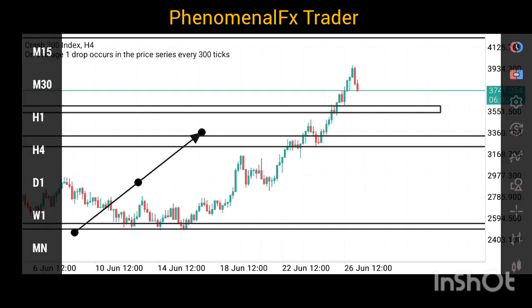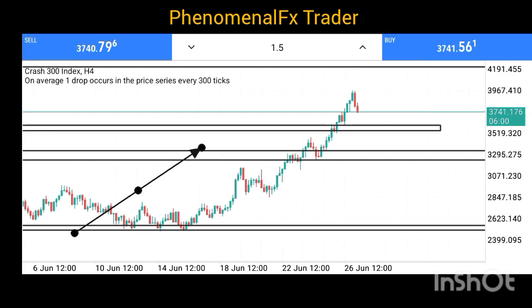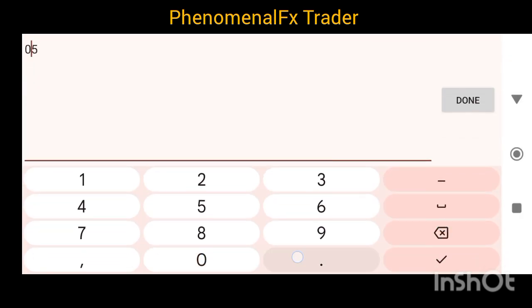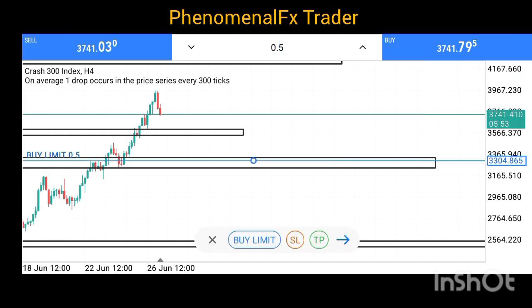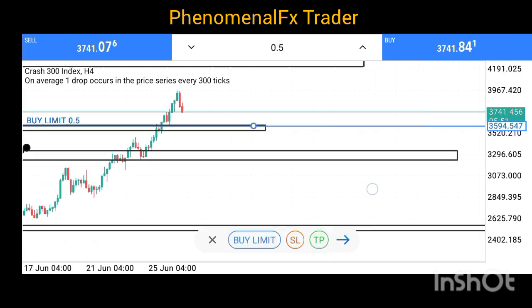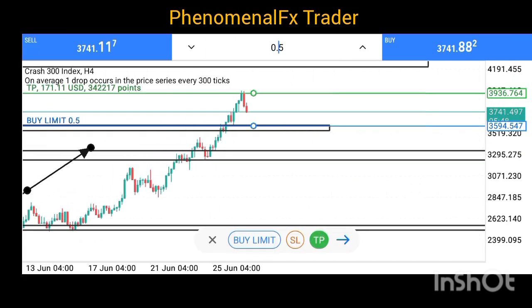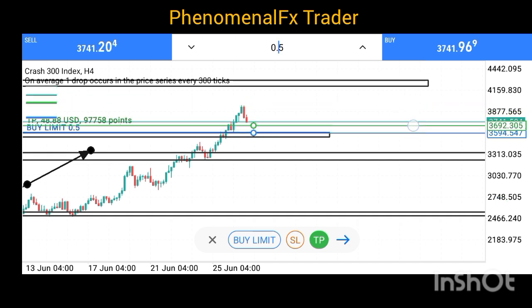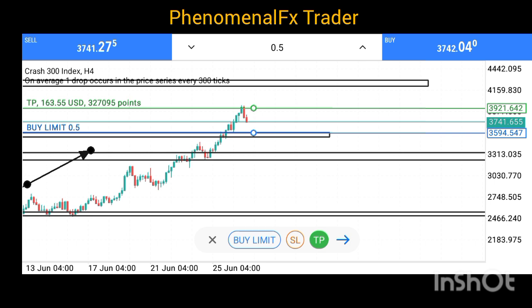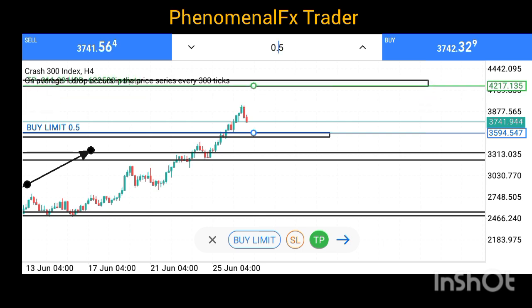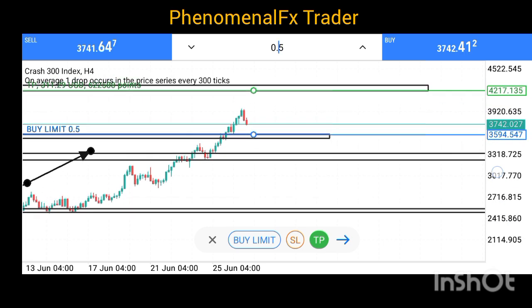So even if you're able to get an entry, I want to show you the possible profit you can make with this setup. If you're able to get the trade from here, then even if you hold it up to this level here, the recent high, this is about 163 USD with just one position. Then if you're able to hold the trade to come up to this level, that's over $300 in profit.